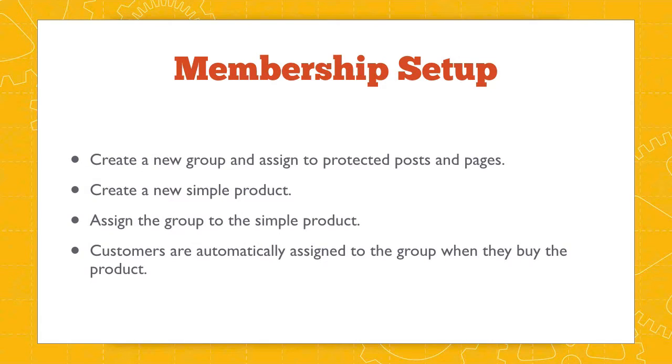And these are the basic steps we'll go through to create our membership website. The first is we'll create a new group and assign it to one or more posts or pages. That will protect those posts or pages, and someone will actually have to be a member to view those pages. Next, we'll create a simple product and then assign the group to the simple product. And then when a customer buys that product, they will automatically become a member of that group and they will be able to view the content that's protected by the group. That's how it works in theory. Let's jump into WordPress and see how this works in practice.